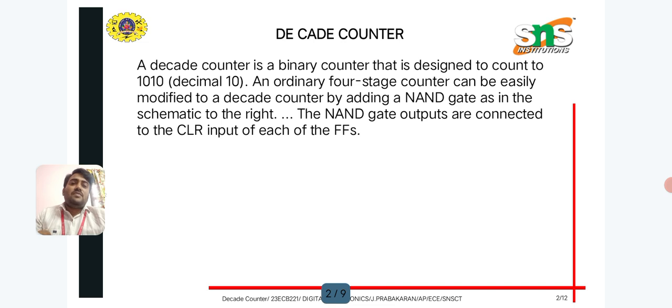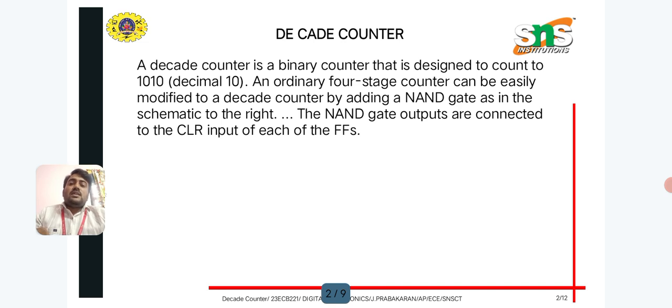It has some key features. The counting range is from 0 to 9, that means the overall number of states is 10, and it has a reset function. It automatically resets to 0 after reaching 9. The implementation is typically built using 4 flip-flops, that is 2 power 4 equal to 16 states in total, but here we are only using 10 states.